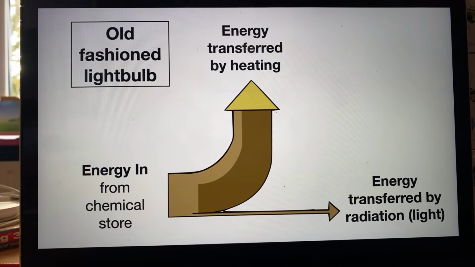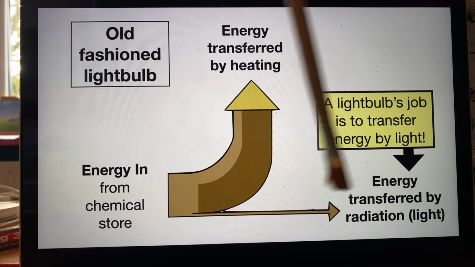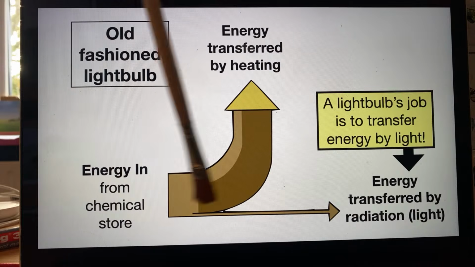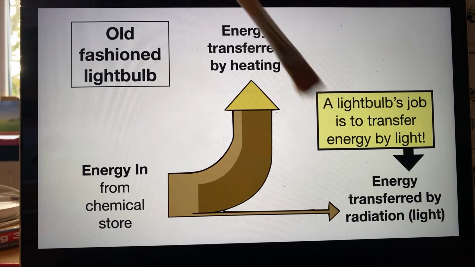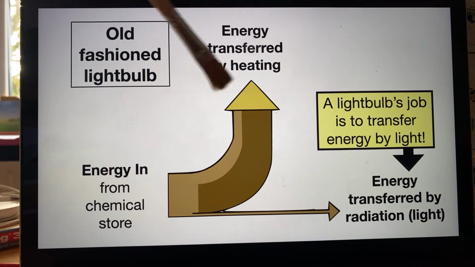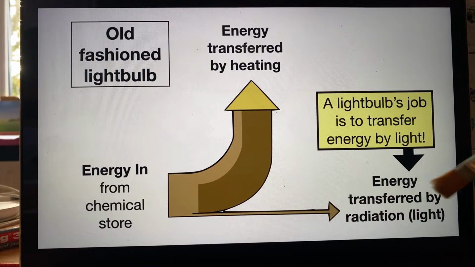And this Sankey diagram is a really nice way of just really quickly seeing that, isn't it? The energy transferred by heating, that is wasted. That is not what you want. It's the energy transferred by radiation that is actually useful. Okay.